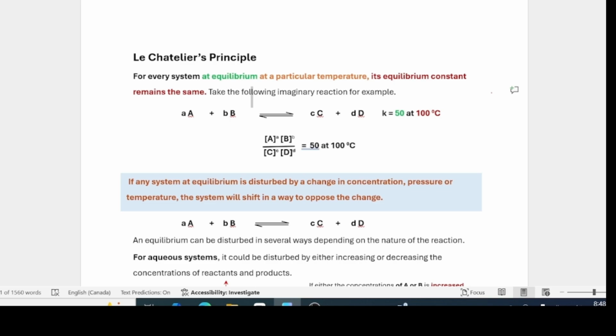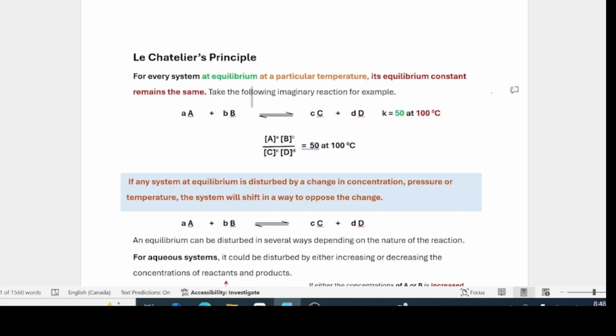French chemist Henri Le Chatelier in the year 1884 observed that if any system at equilibrium is disturbed by a change in concentration, pressure, or temperature, the system will shift in such a way as to oppose the change.